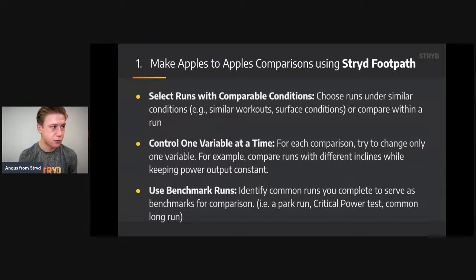That leads to the next point: control one variable at a time. For example, if you have done a workout with a consistent power output, both uphill and downhill, you can compare the uphill and downhill sections against each other to see how Stryd Footpath changed as a result of running on different inclines. So the variable I would be changing there is incline.